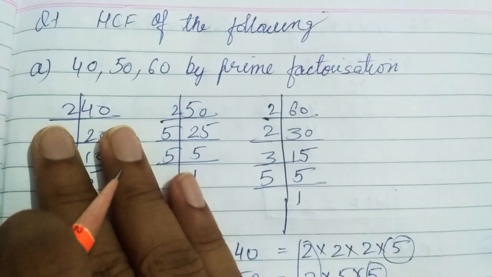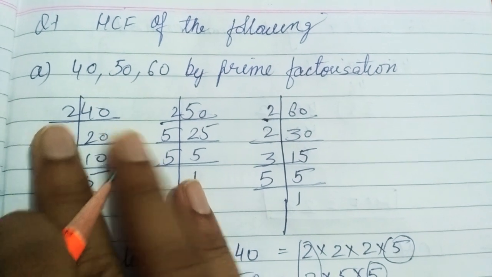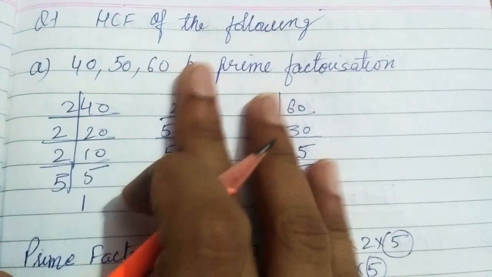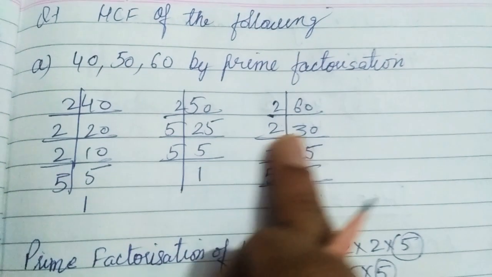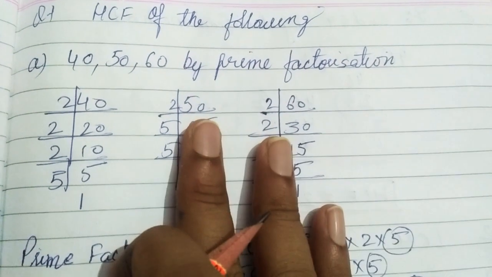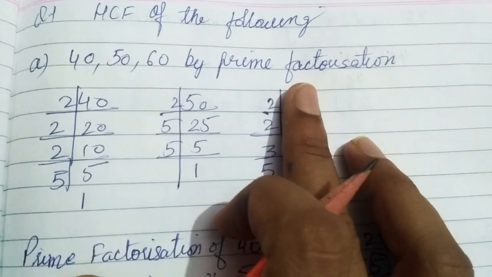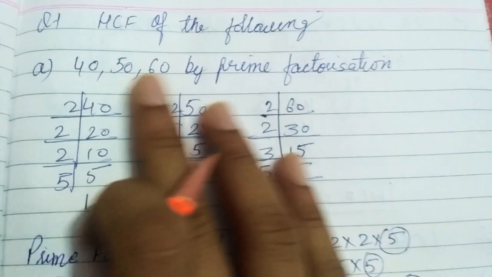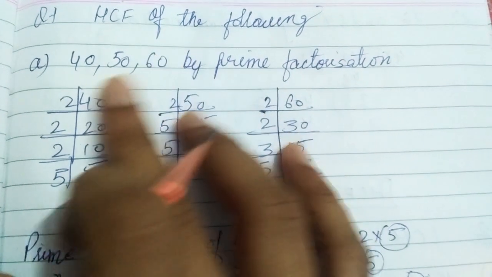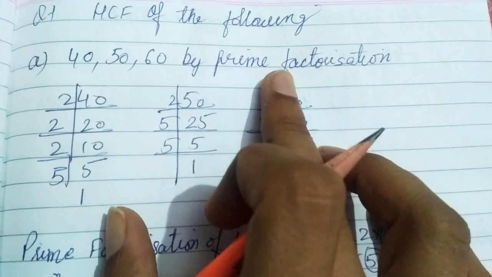In the last lecture, I had given you some questions based on your HCF and LCM. So, today I am giving you the solution. You have to take care that by which method the HCF and LCM is asked from you. So, first question is you have to find out the HCF by prime factorization method.